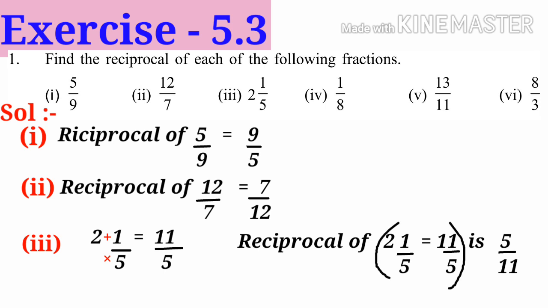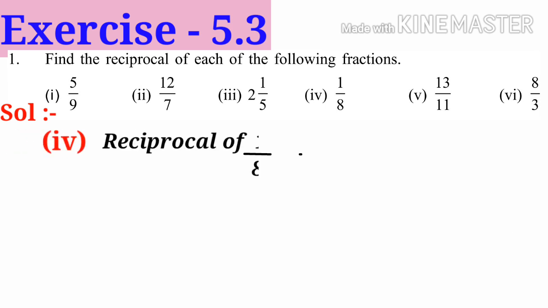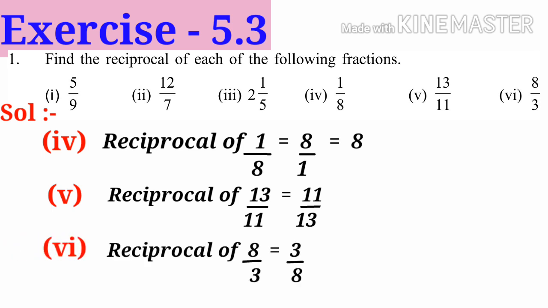Next fourth. Reciprocal of 1 by 8 is interchange the numerator and denominator, that is 8 by 1 which is equal to 8. Number 5. Reciprocal of 13 by 11 is nothing but 11 by 13. Number 6. Reciprocal of 8 by 3 is equal to 3 by 8.